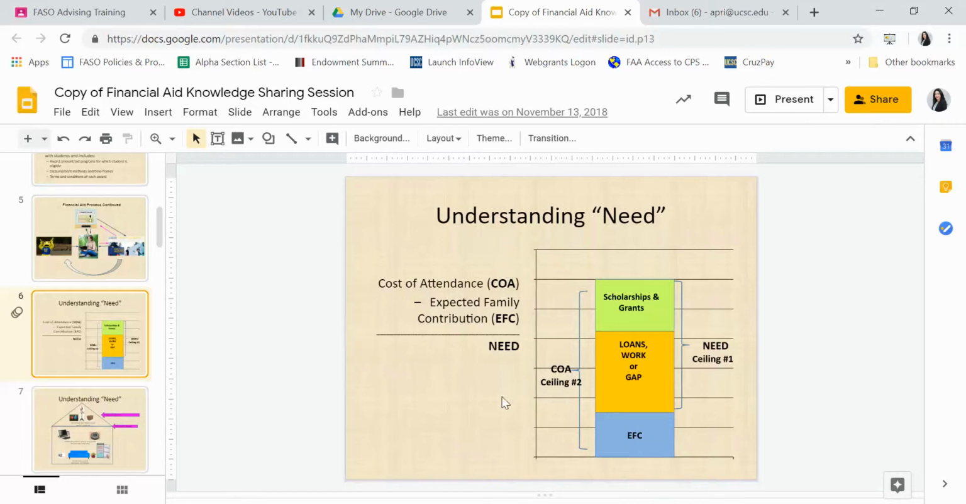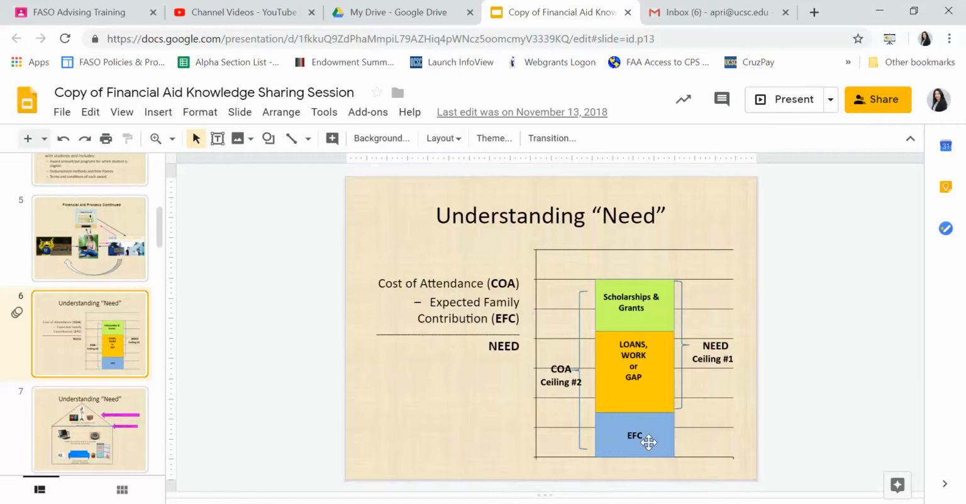Now for some students whose EFC winds up calculating out to 0, these two numbers will be the same. And so this whole bar would be need in that student's case. But for other students who have a positive number here, let's say 1,000, then this block would be 1,000 in terms of the expected family contribution.